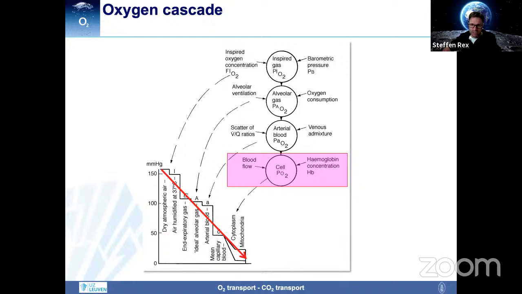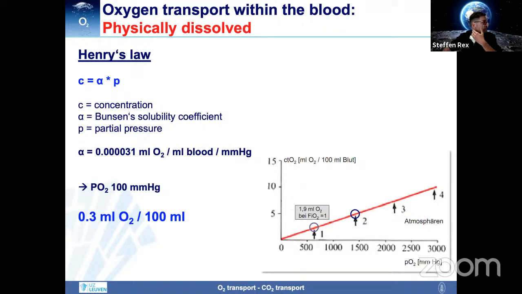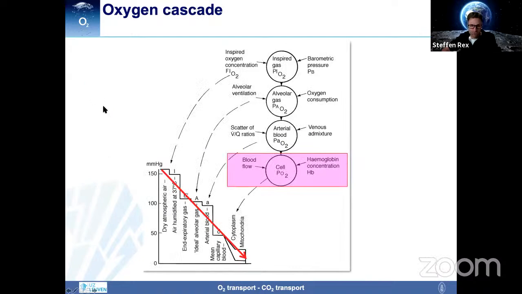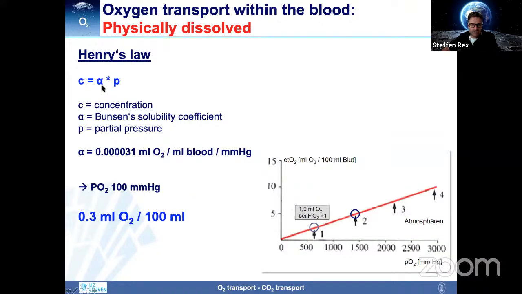So the oxygen transport into blood. This is again a very important phenomenon. As you all know, oxygen is transported in the blood in two ways, either physically dissolved or bound to hemoglobin. You can describe this mathematically by the law of Henry, I don't know whether this was an American or not. And this describes that the concentration of any gas in a fluid equals the solubility coefficient times the partial pressure of this gas.